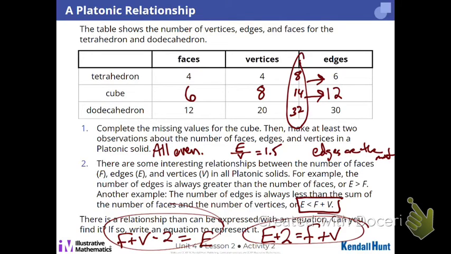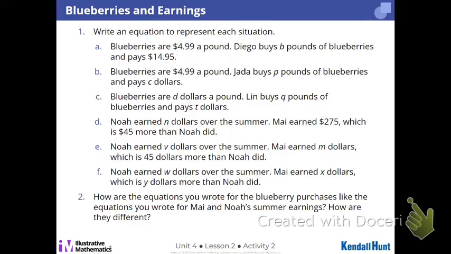It's pretty sweet. So checking this out, who can give me an equation for A, these blueberries? All right, Vinny. 4.99B equals 14.95. Yes, and we can restate the situation. They cost $4.99 a pound times the number of pounds to get a total of $14.95. So who can help me with B? It's almost the same thing.